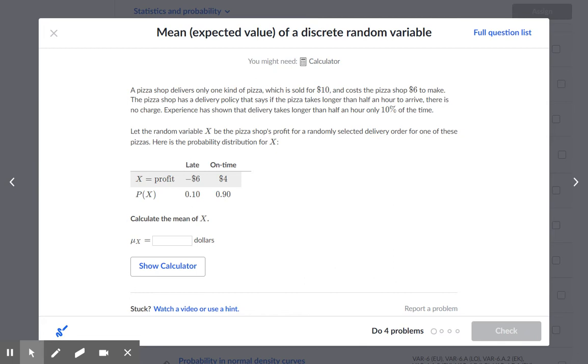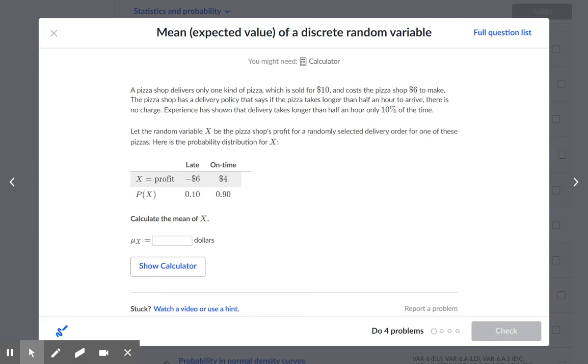I need to put the x values in this one. So the first x value I need to put is negative. I don't use this minus sign, use this negative. -6, enter, and then the next value is +4, enter. The corresponding probability for -6, for it being late, is 0.1. And to make a profit of $4 is 90% of the time.